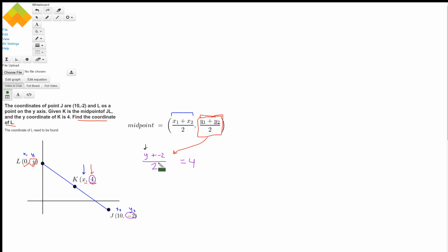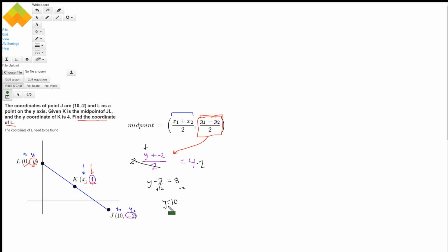I have all this stuff being divided by 2. The opposite is to multiply on both sides. So I'd be left with y plus -2, or that's the same as just y minus 2, equals, and then 4 times 2 is 8. And then one more step, I need to add 2 on both sides. Those will cancel, and I'll have y equals 10.